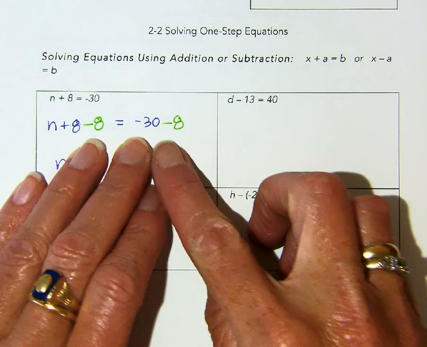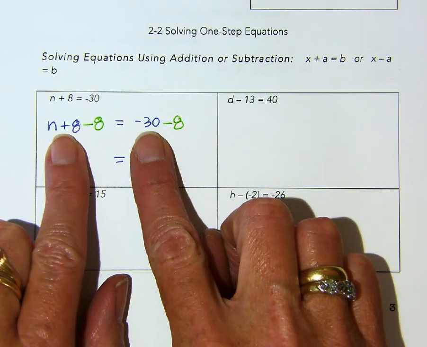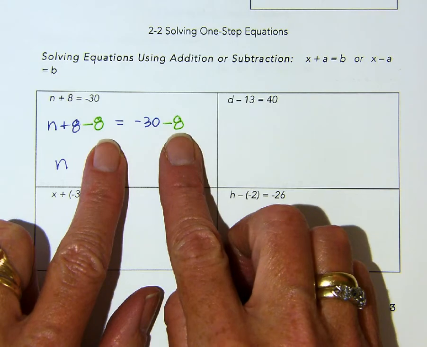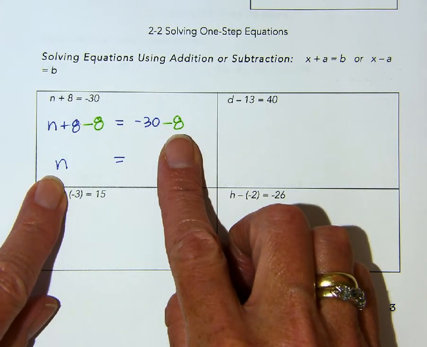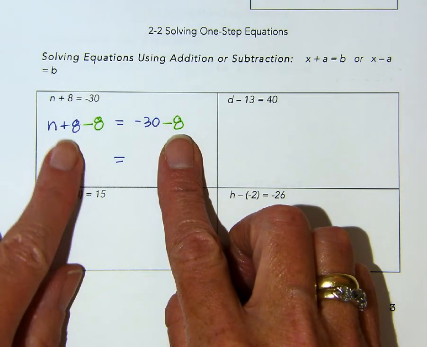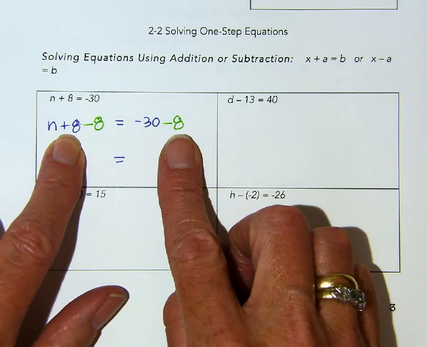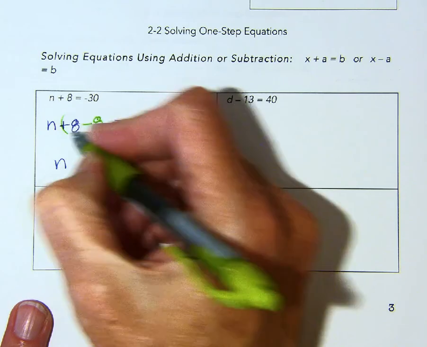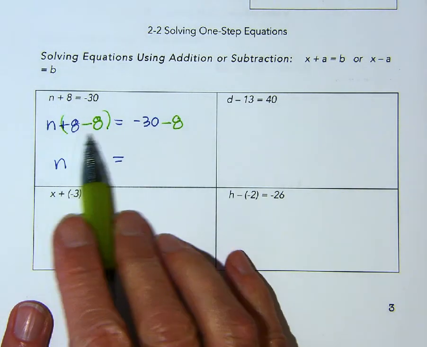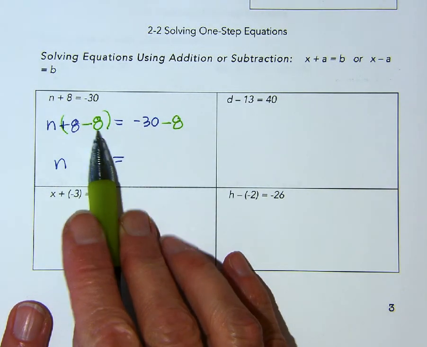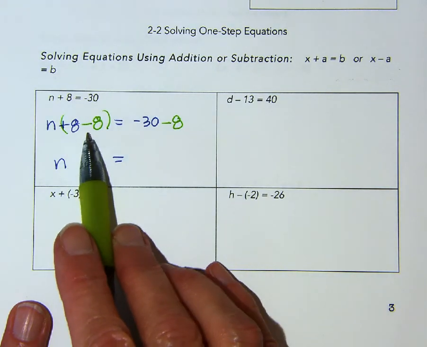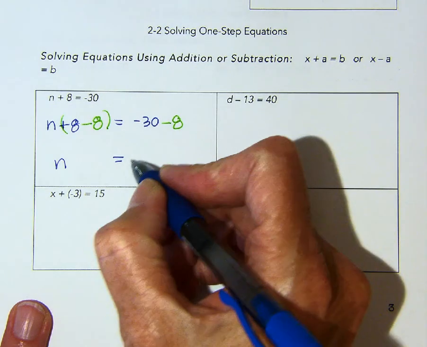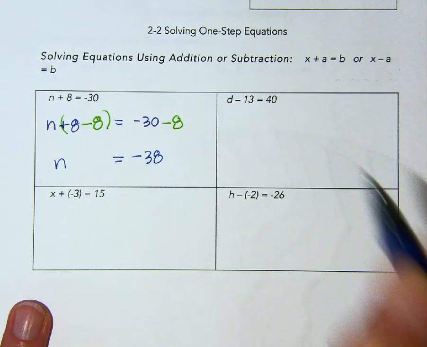What I've done below is rewrite the problem in blue, and I've shown that, because what I'm trying to finally get to is that variable isolated, I want that positive 8 to go away. Well, I can do that by subtracting 8. Those are called additive inverses of each other. I don't really care if you remember that or not. That equals 0. And over here, negative 30 minus 8 is negative 38.